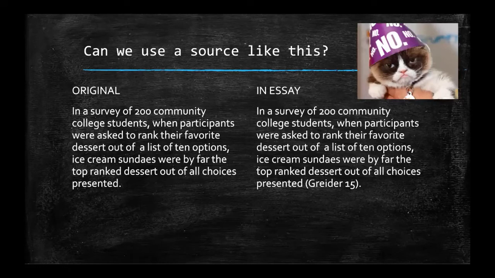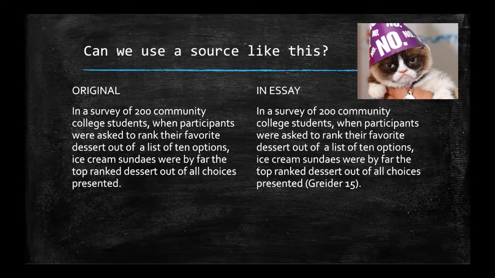So this example is incorrect. We cannot use a source like this in an essay. And the reason for that is the words are exactly the same in the original source and in the essay. And there are no quotation marks being used in the essay. So this is essentially an instance where the writer is quoting directly from the original source. And because of that, they need to include those quotation marks around all of the words that are being taken from the original source. So this whole passage should have quotation marks around it.